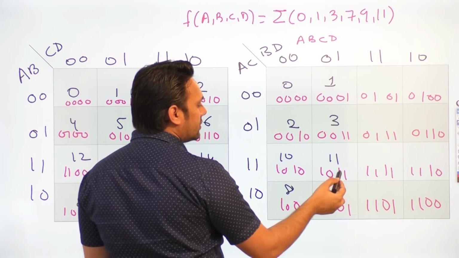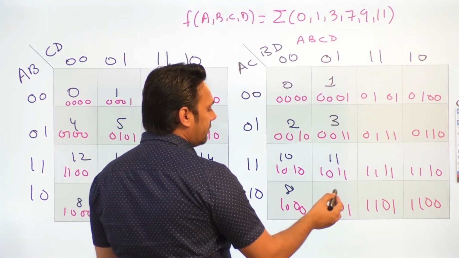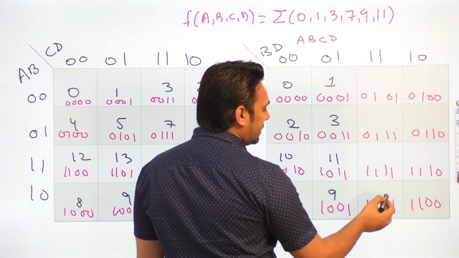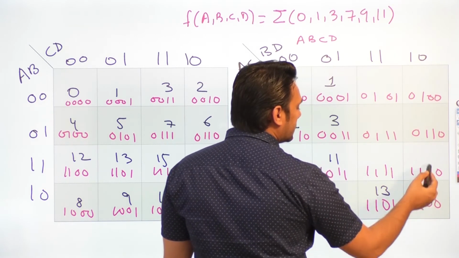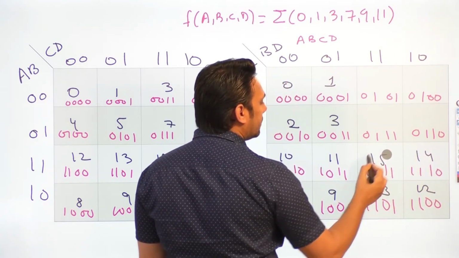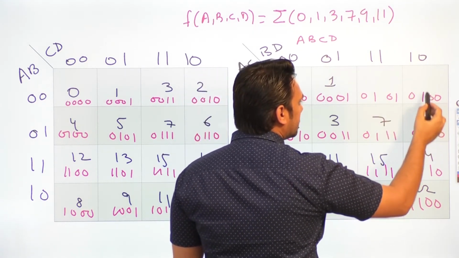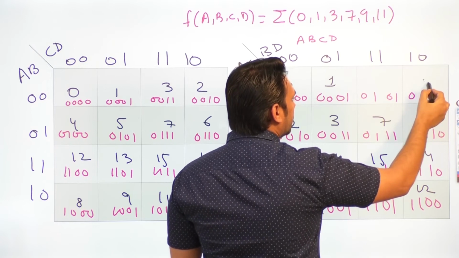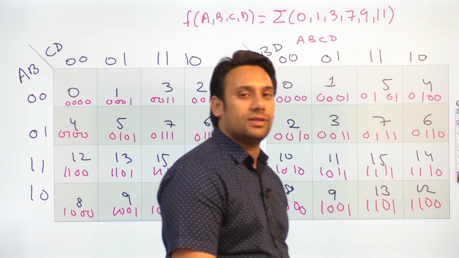So we have 0, 2, 4, 8. 8 plus 3 is 11. This one will be value 9. This is representing the value 13. This is representing 12. This is representing 14. This is representing 15. This one is representing 7. This is representing 6. This is representing 4. This is representing 5. In this manner, they are representing the decimal numbers.